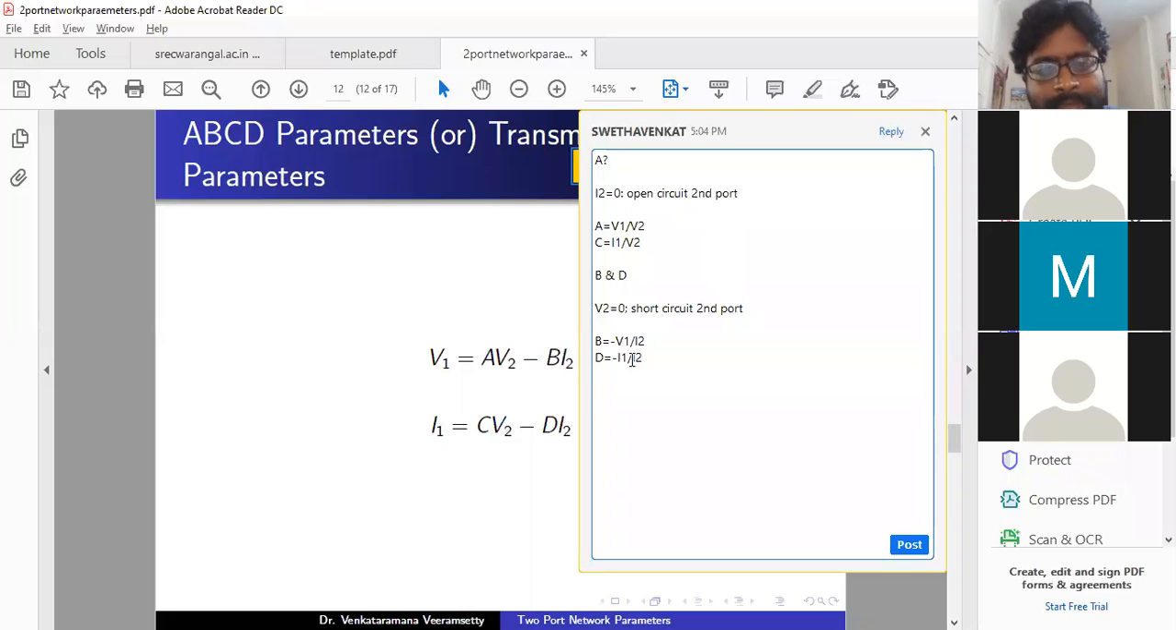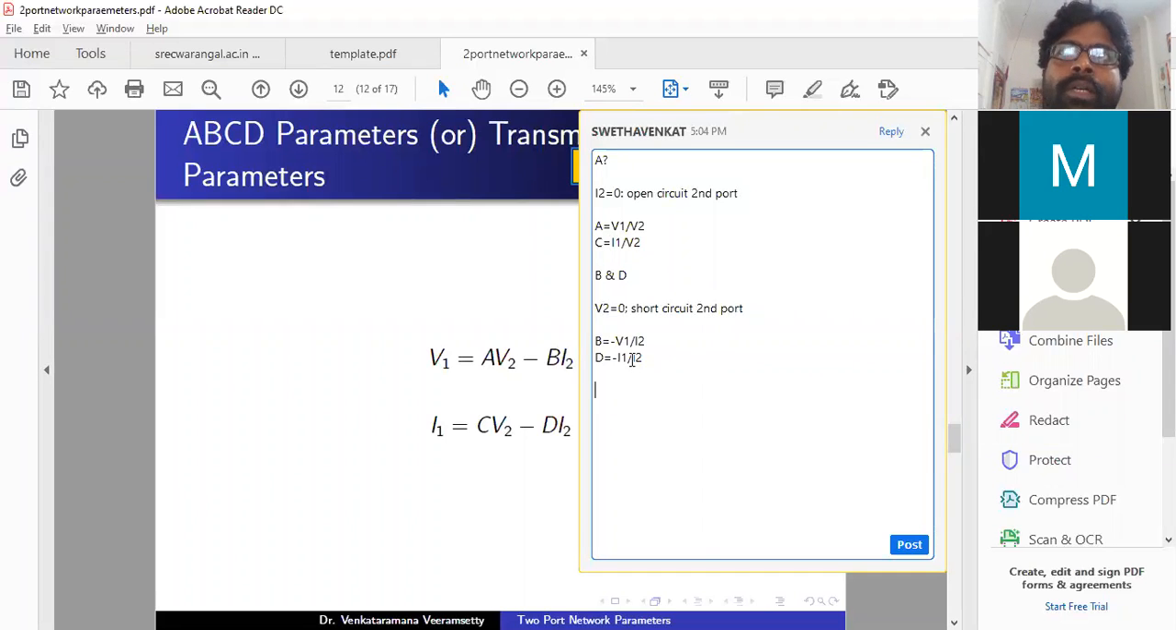Now we will summarize these things once for all. If we want to calculate the transmission line parameters or ABCD parameters of any two-port network, first open the second port and make I2 equal to 0. Then you are able to calculate the A parameter and C parameter by taking the ratios of V1 to V2 and I1 to V2 respectively. Similarly, if you want to calculate the B and D parameters of a given two-port network, then you have to short the second port, that is, make V2 equal to 0, voltage at the second port equal to 0. After short circuiting the second port, B equal to minus V1 by I2 and D equal to minus I1 by I2.